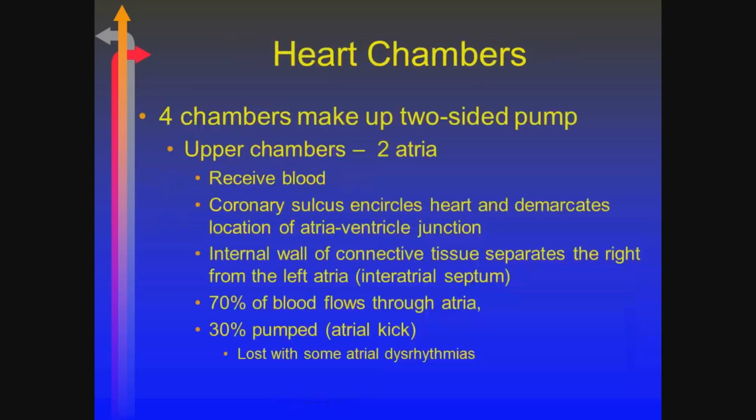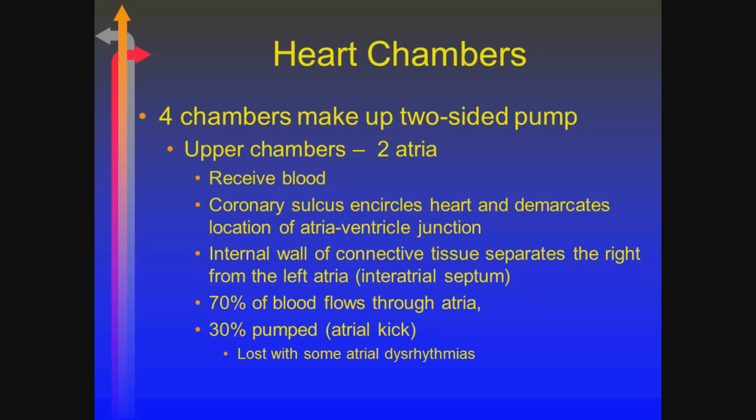Nasty. Four chambers, two upper ones known as the atria, that receive blood from the lungs from the pulmonary veins, or on the right side from the inferior and superior vena cava. There's this indentation called the coronary sulcus that encircles the heart and demarcates where the atrioventricular junction is.